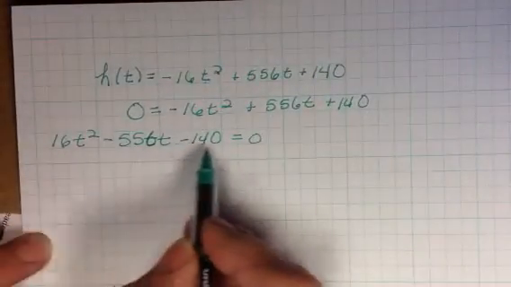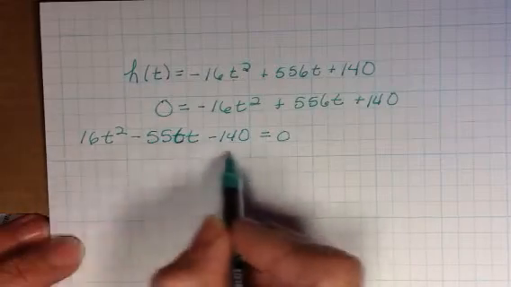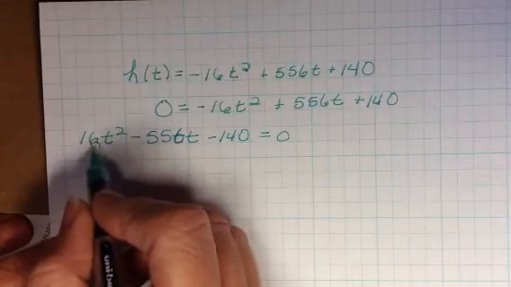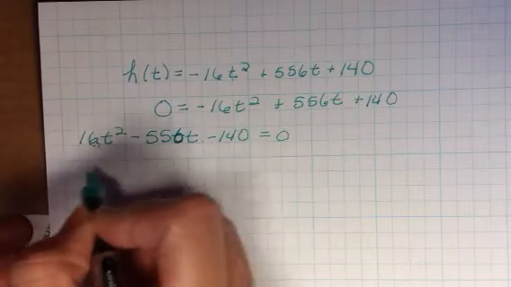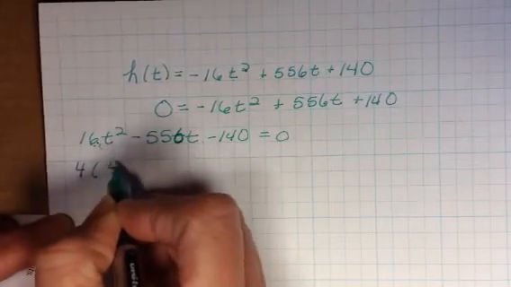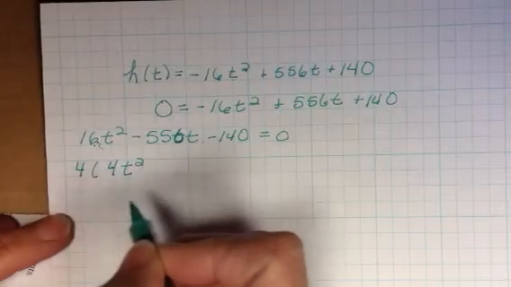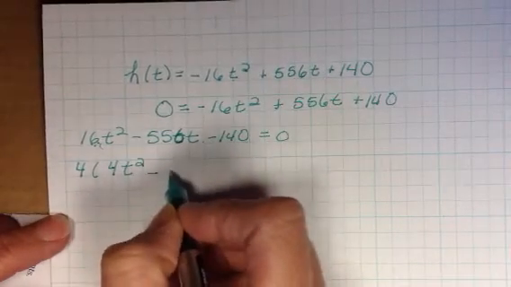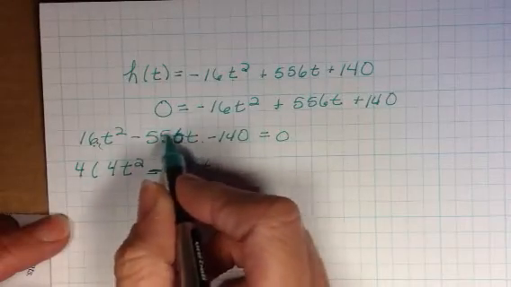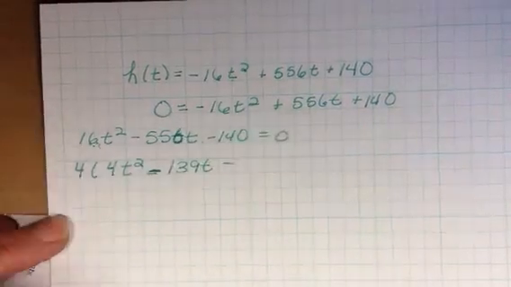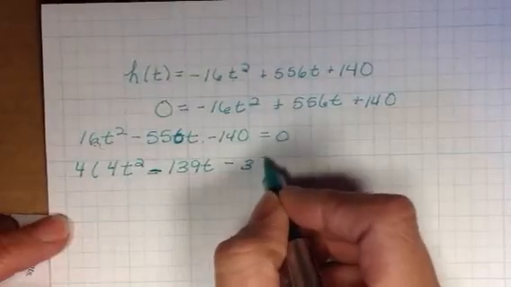Okay, so now I have this quadratic that I want to solve, so I want to try to factor it. Looks like I clearly have a common factor of 2. Let's try 4. Looks like 4 comes out. I'm left with 4t squared minus 139t. If I divide 556 by 4, minus 35.